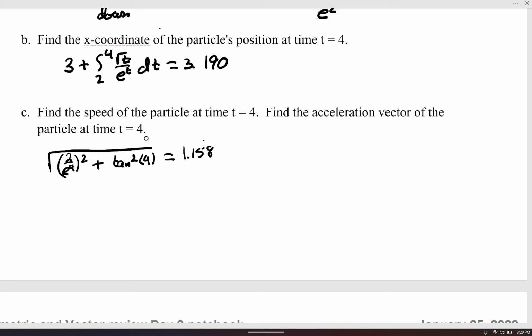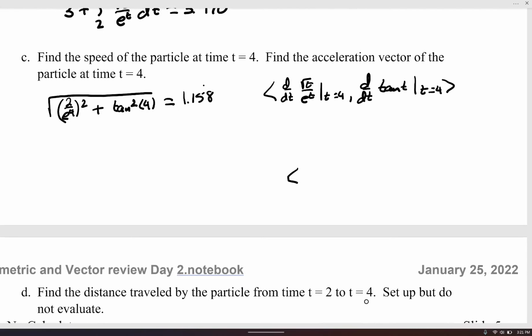Find the acceleration vector. So we need the derivative of square root of t over e to the t, and we'll just do the derivative in our calculator and plug in t equals 4. And then we'll take the derivative of the y, tangent of t, evaluated at t equals 4. And the decimal values end up being 0.036 and 1.157.